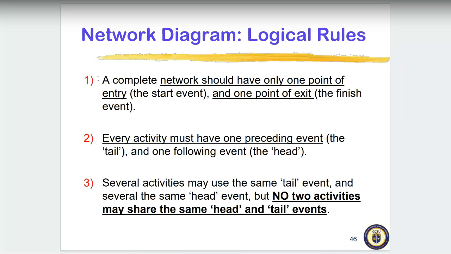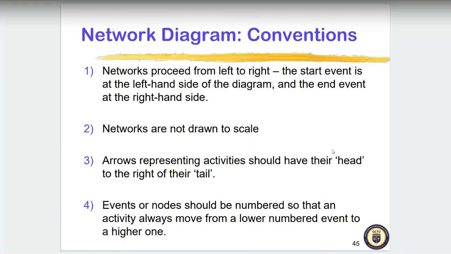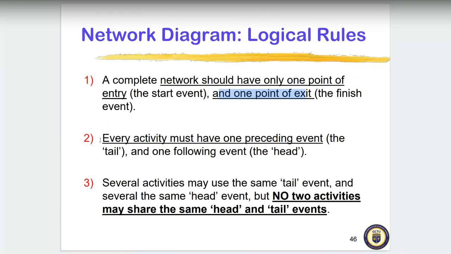Okay, logical rules. It says that a complete network should have what? Only one point of entry, that is the start event, and one point of exit, that is the end event. As you can see, we start here and then we end right here.